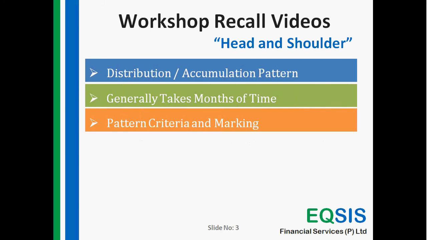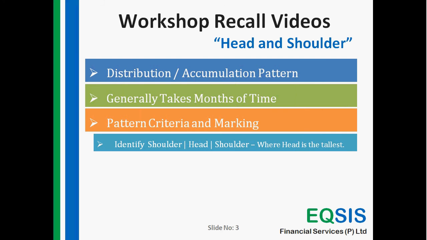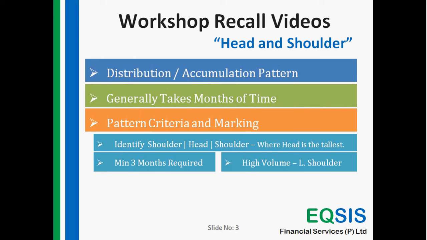We will see the pattern criteria one by one. First, we have to identify the shoulder-head-shoulder pattern, where the head is the tallest one. This makes things graphically easy, and it should take a minimum of 3 months. Only then can I qualify this as a significant distribution pattern. And we have high volume at the left shoulder, ensuring that a lot of people are buying and selling, and it is generally due to the intervention of the stronger hand who wanted to liquidate.